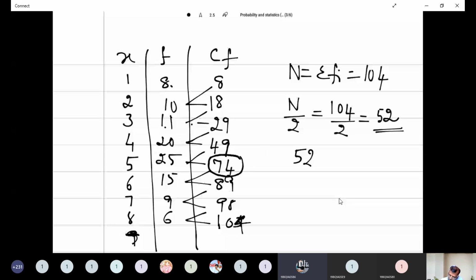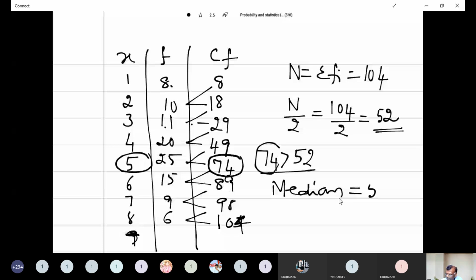Here 74 is just greater than 52. Is it right? The cumulative frequency just greater than n by 2 is this one, and the corresponding x value is 5. Therefore, the median is 5. This is the just greater than value, 1, 2, 3, 4, 5, and the corresponding value is this one.